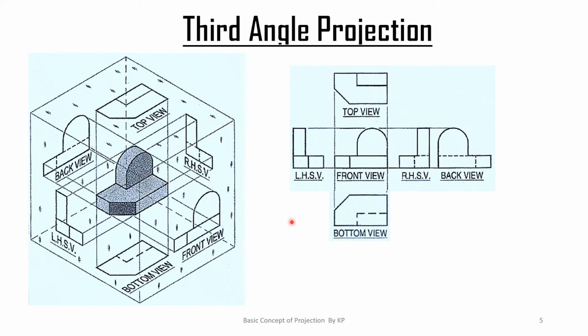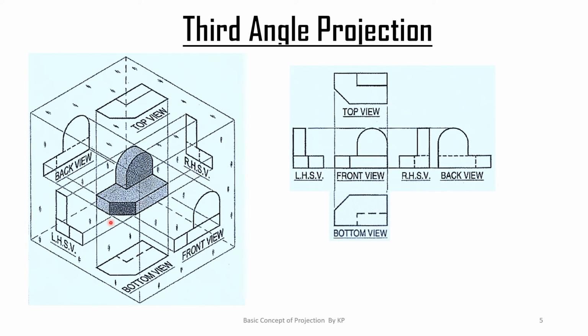So when we are viewing from infinity, we assume that this is the transparent plane, and behind that plane the object is kept, meaning the plane of projection is in between the observer and the object. So we are getting the front view here on the front side. When we are viewing from the left side, we get a left side view. When we are viewing from the right hand side, we get a right hand side view.